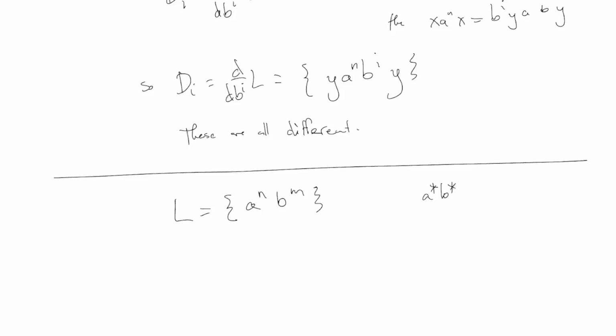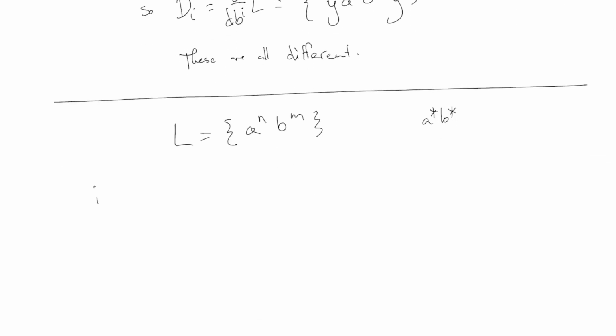What if you tried the same business? You would try, so this is not going to work, but you would try to do the derivative with respect to a to the I of L, which is a to the n minus I, b to the m. And then you would say, those are all different for various I. There's got to be, something's not right about that though. Anybody remember? Actually, it's a fact, those are not all different for various I. Can anyone say why?